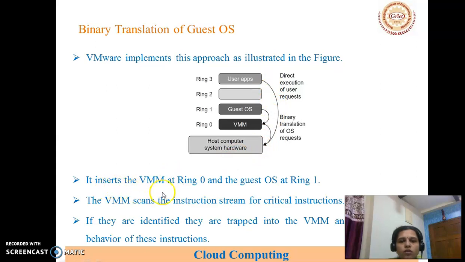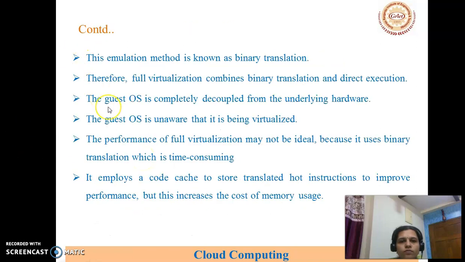Here it inserts the virtual machine monitor at ring 0 and the guest OS at ring 1. The virtual machine monitor scans the instruction stream for critical instructions. If they are identified, they are trapped into the virtual machine monitor, which emulates the behavior of these instructions. This emulation method is known as binary translation. Therefore, full virtualization combines binary translation and direct execution. The guest OS is completely decoupled from the underlying hardware and is unaware that it is being virtualized.